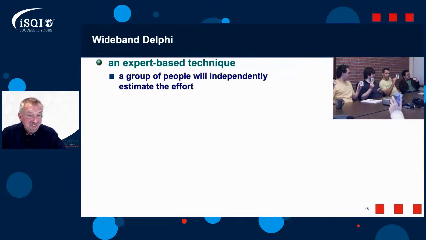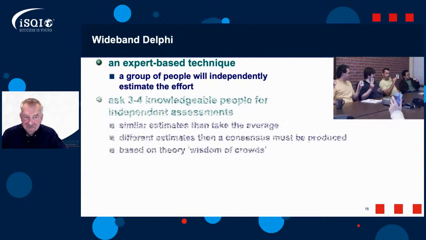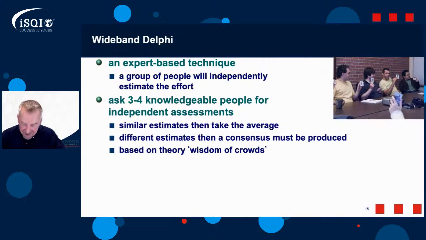Now, Wideband Delphi, expert-based technique, group of people independently estimate the effort. We use this an awful lot in Agile with planning poker, if you're using planning poker. When I first started investigating Agile, probably about 18, 20 years ago, I was very skeptical about planning poker. And then when I came to actually use it myself, I thought, actually, this is really good.